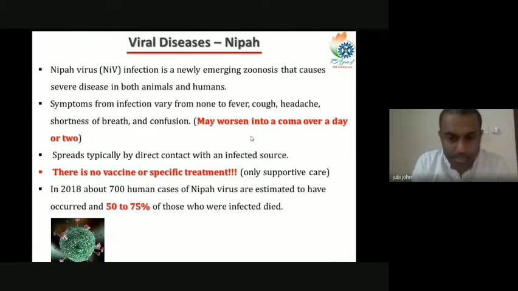The number 15. So in Kerala, a total of 19 people were infected and 17 lost their lives. The mortality rate was close to 90%. Yeah, it is such a deadly disease.